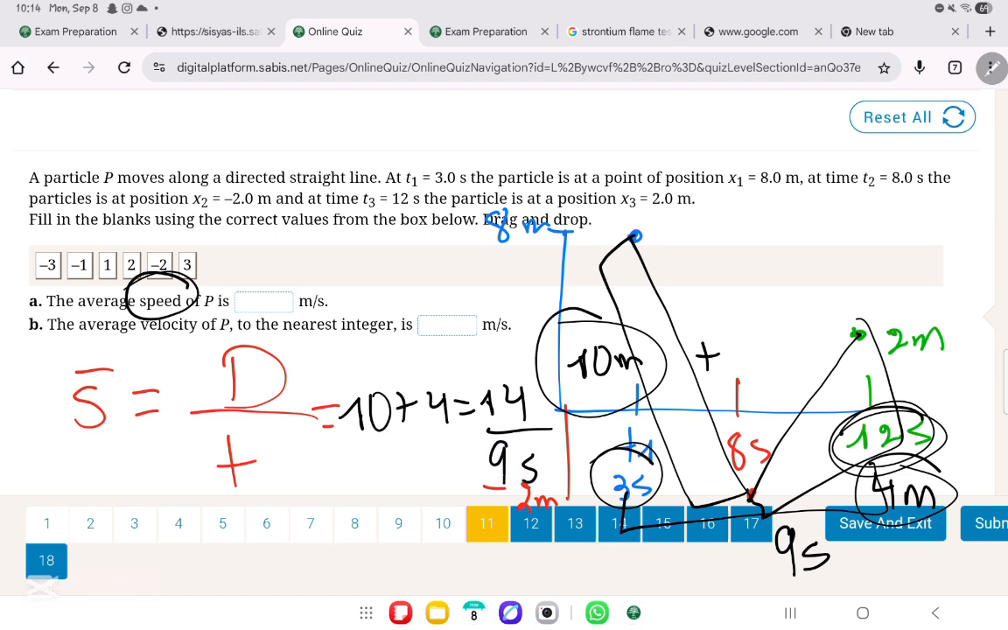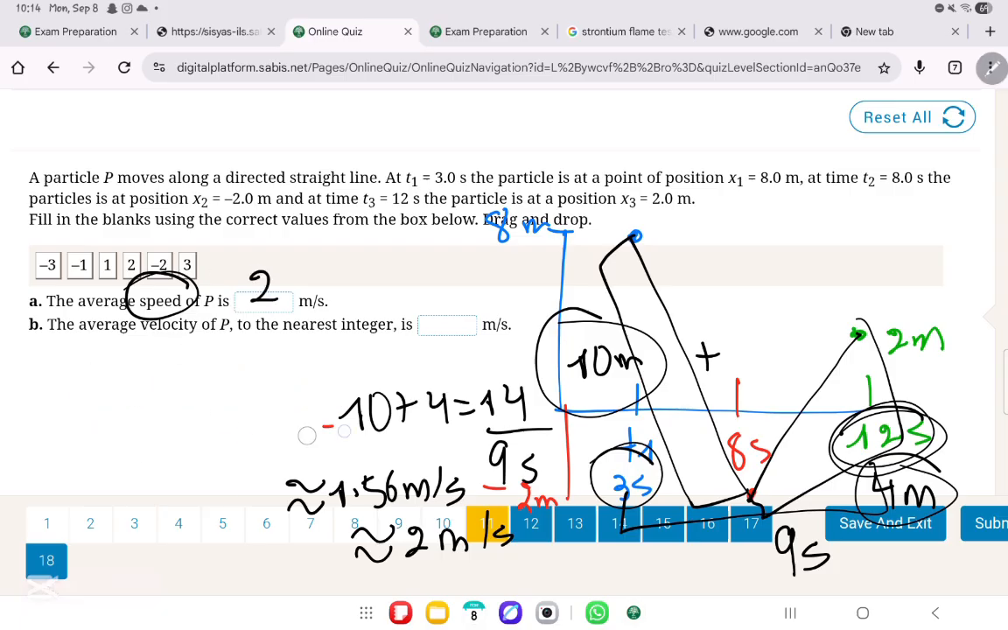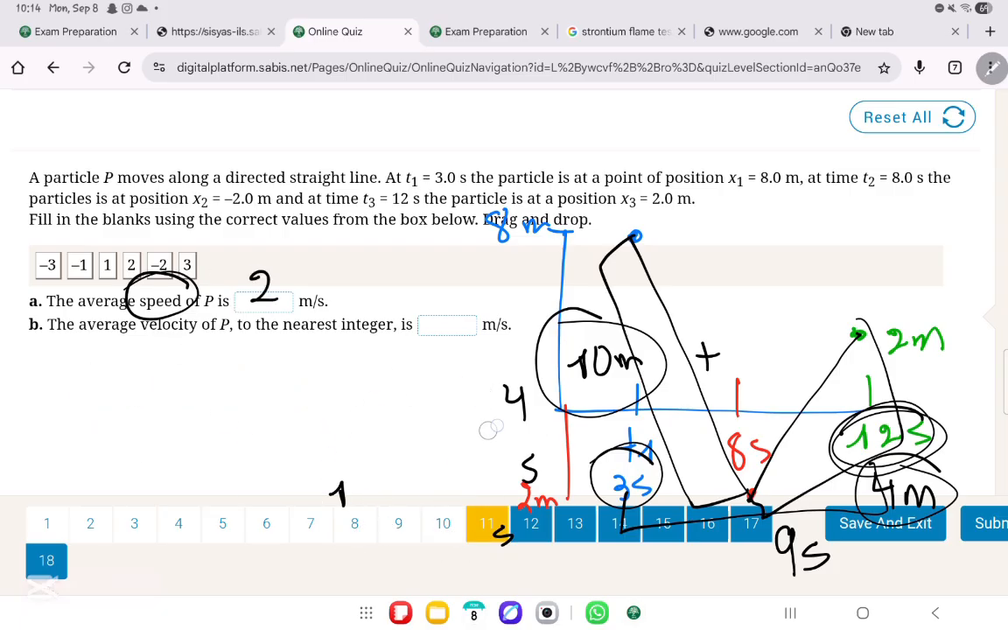This will give us approximately 1.56 meters per second, which if you round it is 2 meters per second. So this one is 2 meters per second. Now, the average velocity. How do we find the average velocity? Average velocity is displacement over time. That means it's delta x, or x final minus x initial, over the time.